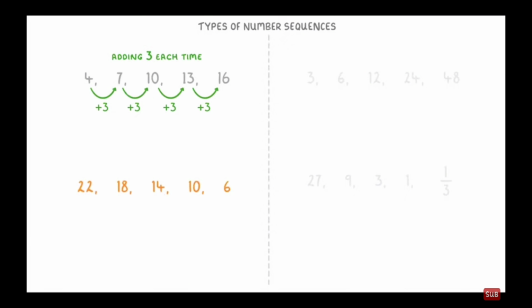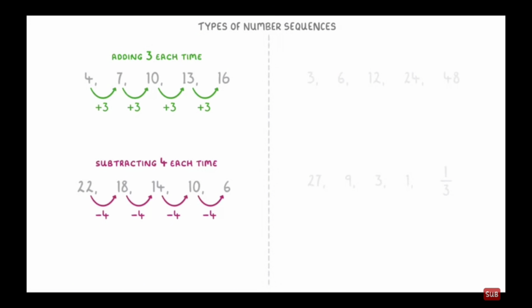For this next one, to get from 22 to 18, we subtract 4. And then to get from 18 to 14, we subtract another 4. And we have to do the same thing to get to 10, and then to get to 6. So the pattern for this sequence is that we're subtracting 4 each time.